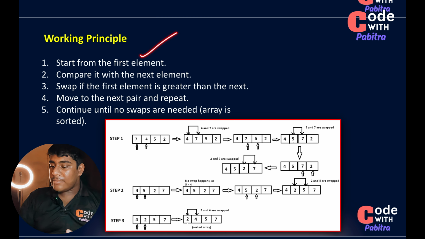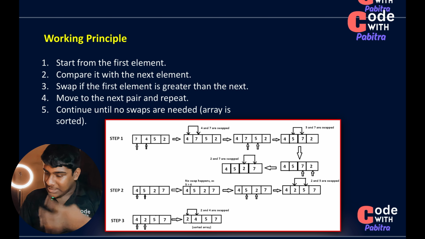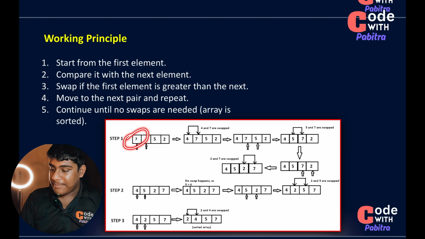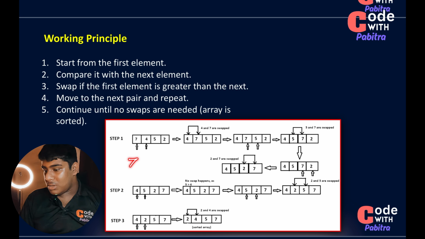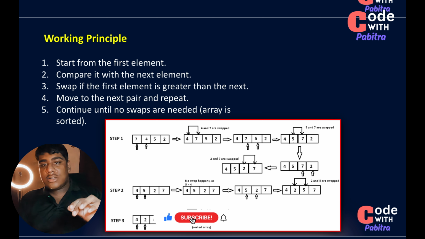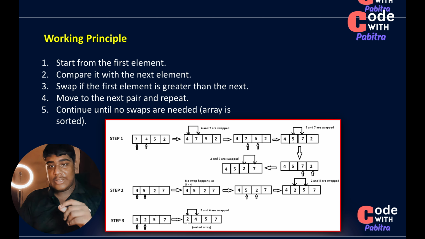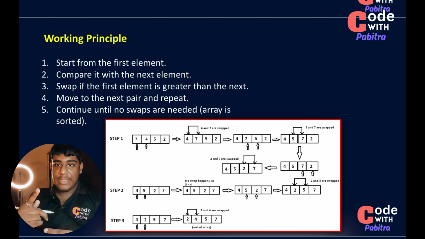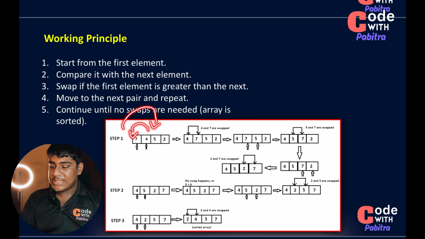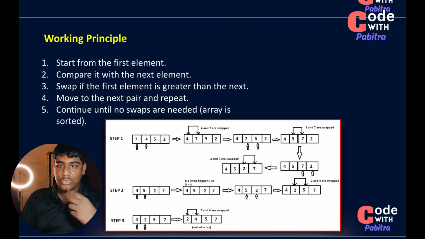First, we start from the first element. Here the first element is 7, and the adjacent element is 4. 7 is greater than 4, and we are sorting in ascending order, so we will swap them. 4 will come here and 7 will go here. In the next step, 4 has come to index 0 and 7 has been swapped to index 1.